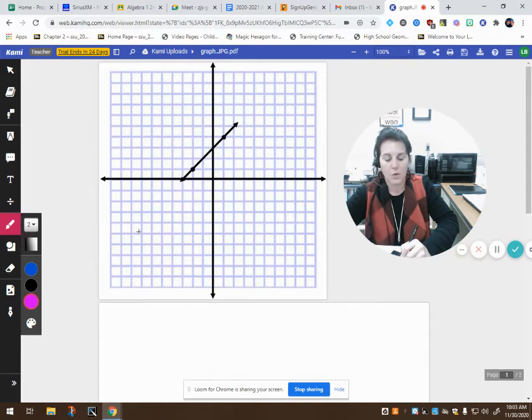To be able to write an equation, there's two things I need to know. I need to know the slope and I need to know the y-intercept.